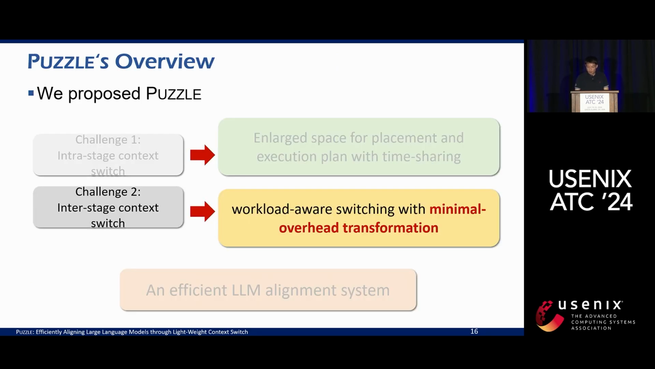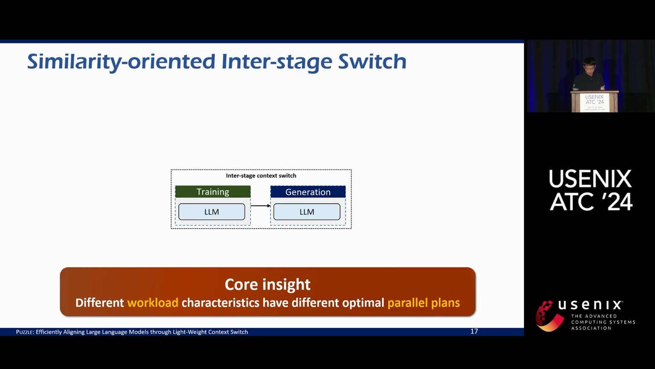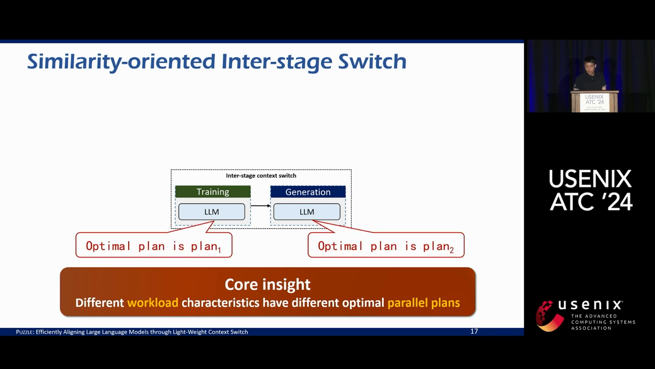And now, let's come to the second challenge. That's the interstage context switch. We use a lightweight workload-aware switching to deal with it. The core insight of our interstage switch lies in the finding that different workload characteristics require different parallel plans. Let's take an example of the switch from a training to a generation task. This switch requires adjustments to the execution plans. Thus, we can make use of the distinct demands of each stage, ensuring the optimal performance throughout the entire process.